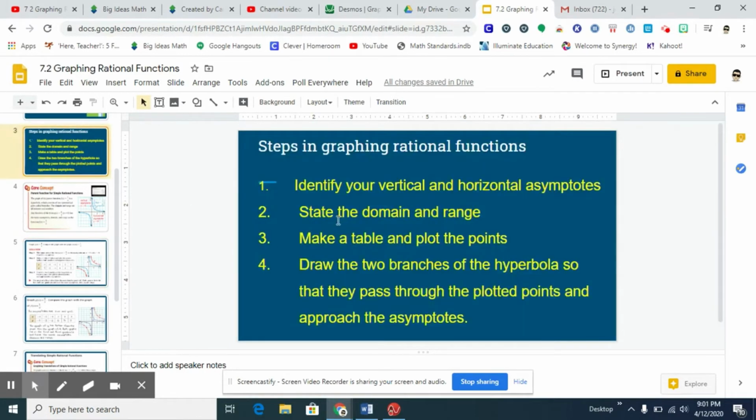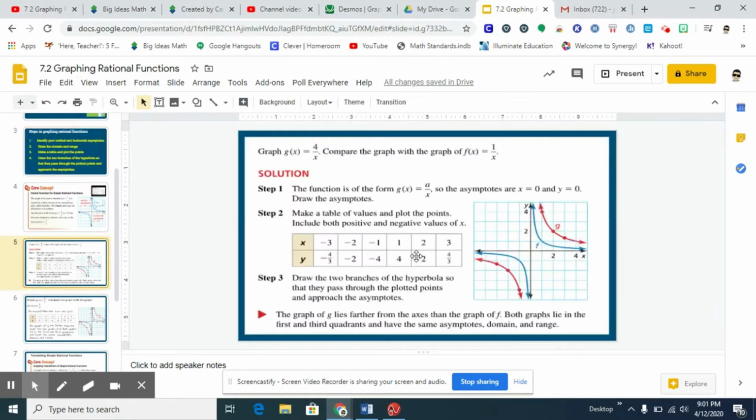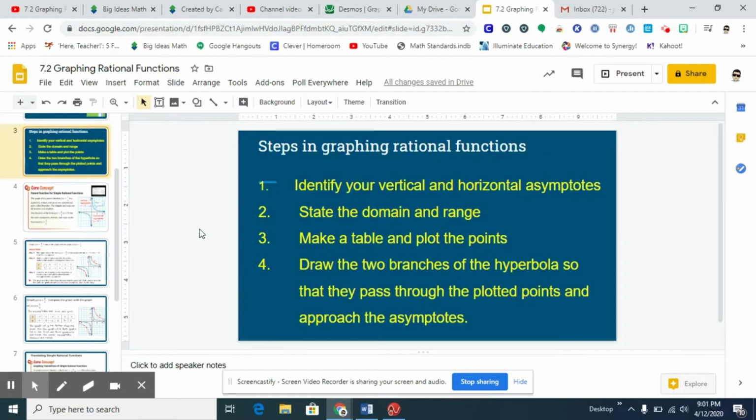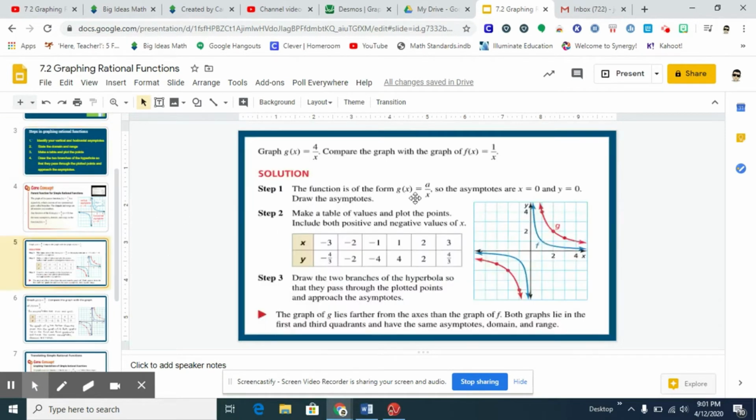Step 3 will be to state the domain and range. Now in this problem, the domain and range were identified at the last part. It doesn't matter, because this example is from your book, but you will end up with the same answer. Now state the domain and range. The domain and range of any function that is in a over x form would be all non-zero real numbers. Okay, all non-zero real numbers.